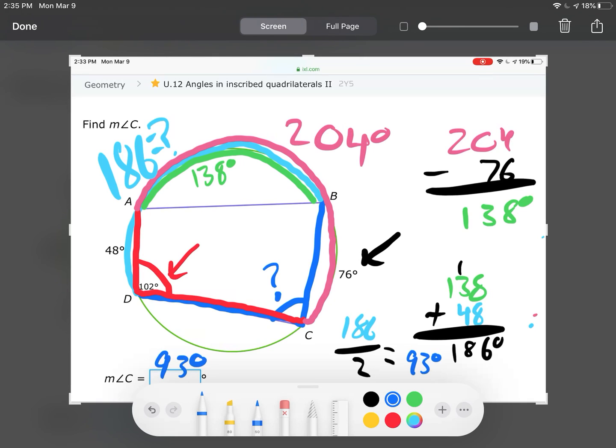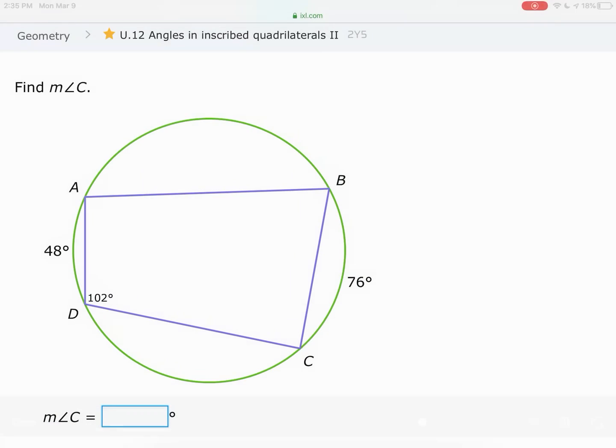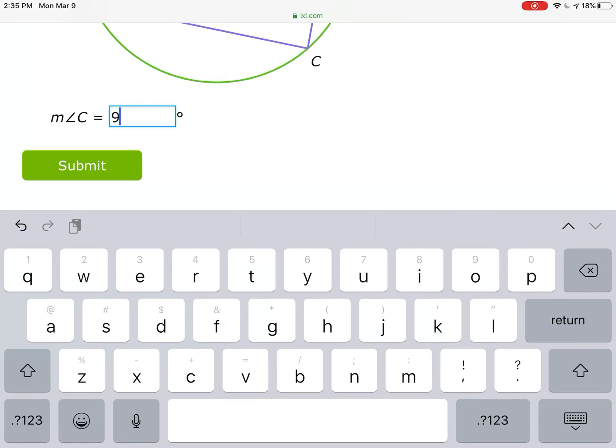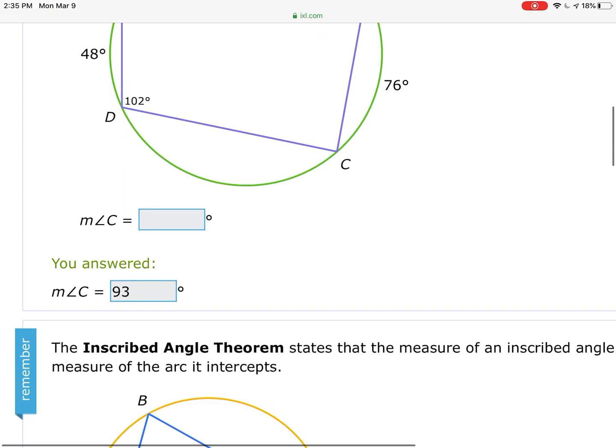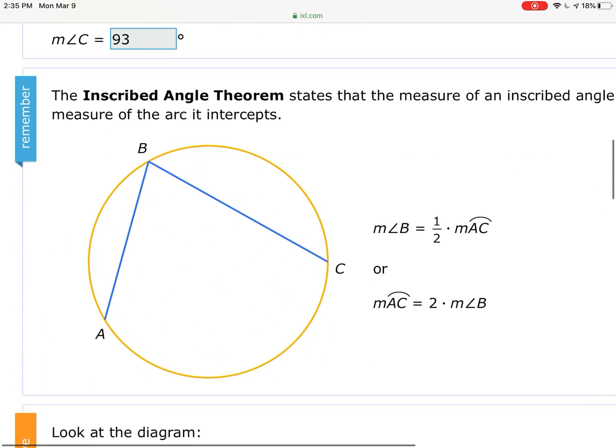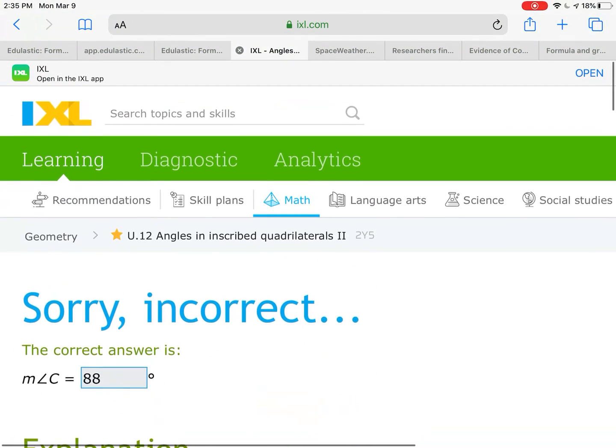And I hope I did all that arithmetic right. Delete 93. No. Well, I must have done some arithmetic wrong. But I think you guys get the point with all 3 of those.